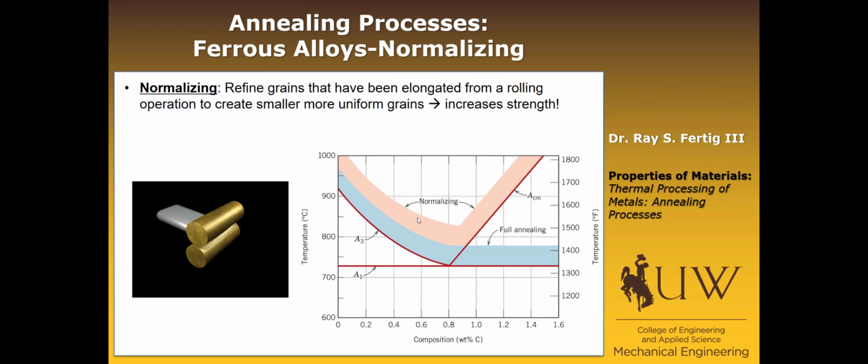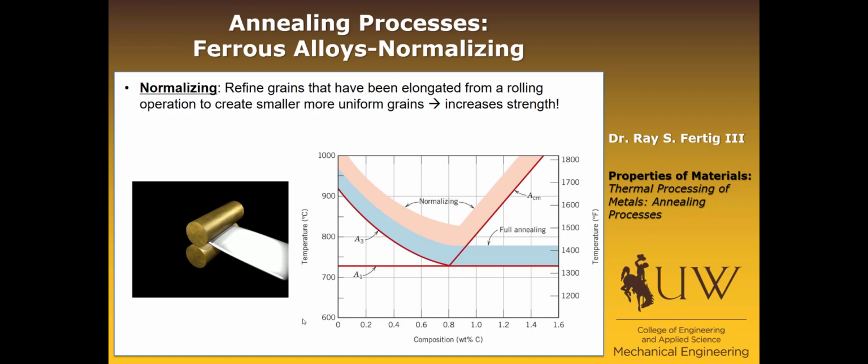Normalizing is done to refine grains that are elongated from a rolling operation. And I'm showing you the rolling operation here in this video. As you can see, you have the thicker piece of steel being squeezed in between these rollers to make sheets. And what that does is it makes the grains sort of long and thin. The normalizing process takes those long, thin grains and creates smaller, more uniform grains, and as a result of these smaller grains, it typically increases the strength.